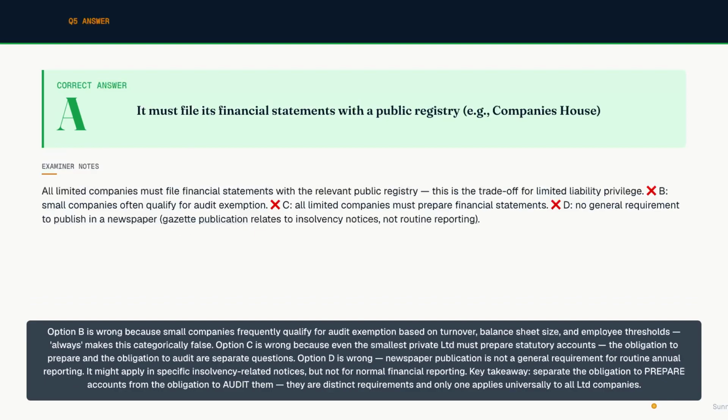Option D is wrong. Newspaper publication is not a general requirement for routine annual reporting. It might apply in specific insolvency-related notices, but not for normal financial reporting. Key takeaway: separate the obligation to prepare accounts from the obligation to audit them. They are distinct requirements, and only one applies universally to all Ltd companies.